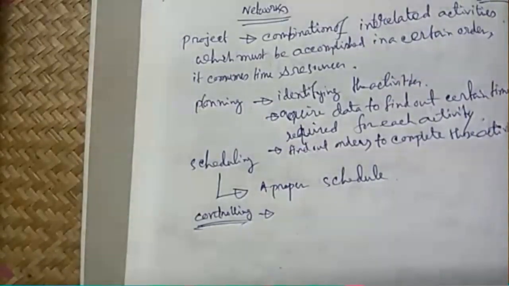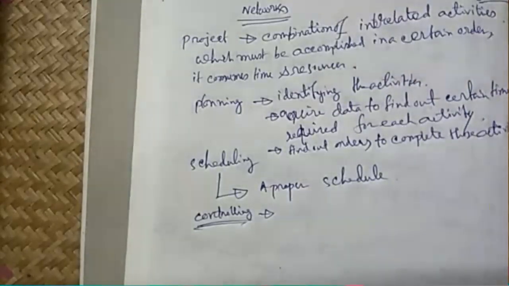So then it comes to controlling. Controlling means making periodical progress reports, reviewing the progress, analyzing the status of the project, and making management decisions regarding updating, crashing, resource allocation, etc.